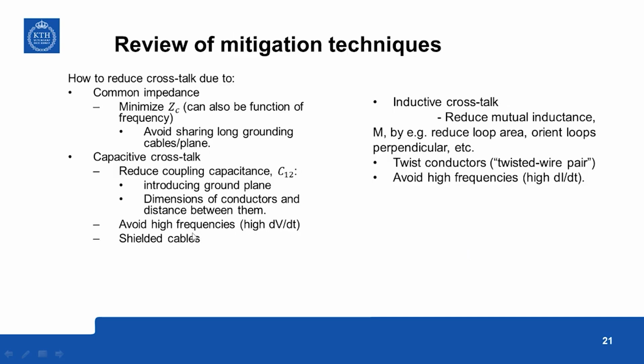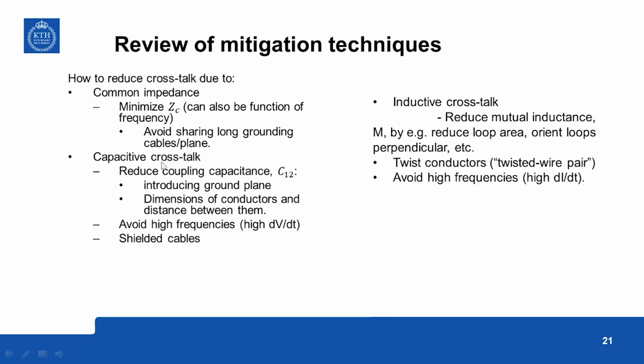So now we have seen common impedance coupling, capacitive coupling and inductive coupling, derived simple models for them, and seen how we can reduce those crosstalk. For example, with common impedance, we can minimize the common impedance or completely eliminate it. This can be done by avoiding sharing long grounding cables and planes. That will reduce common impedance coupling.